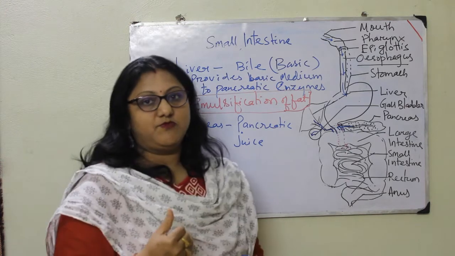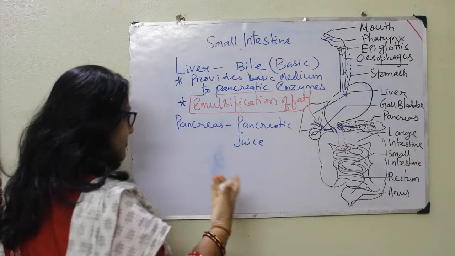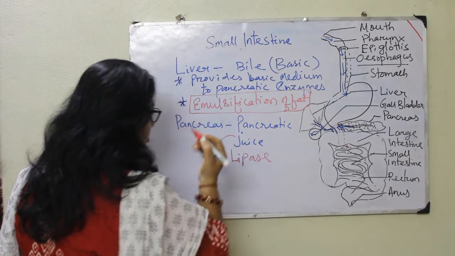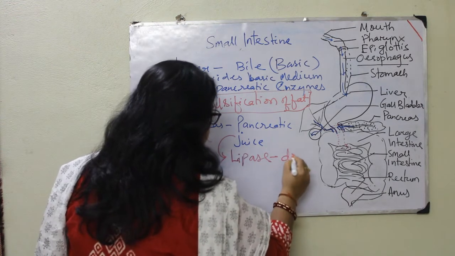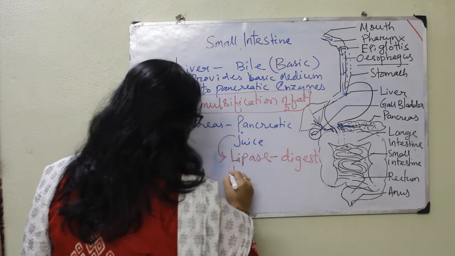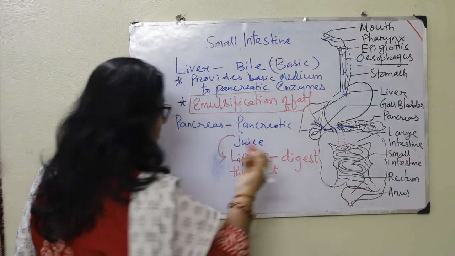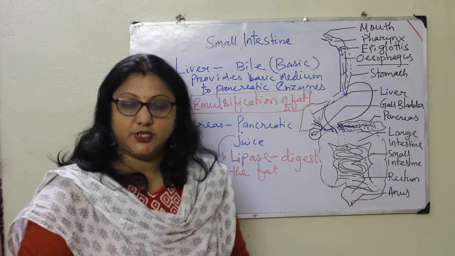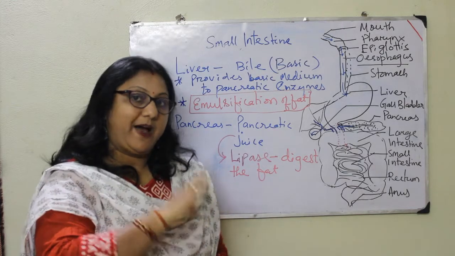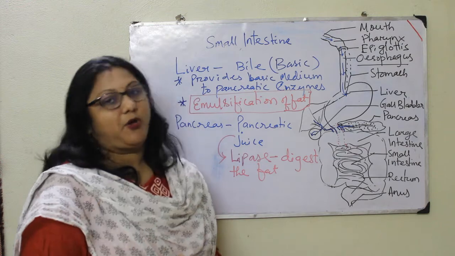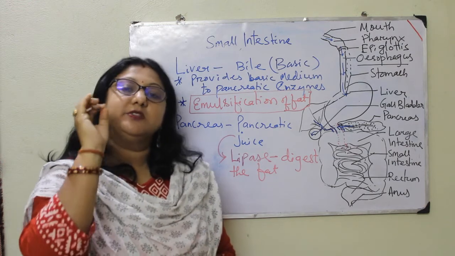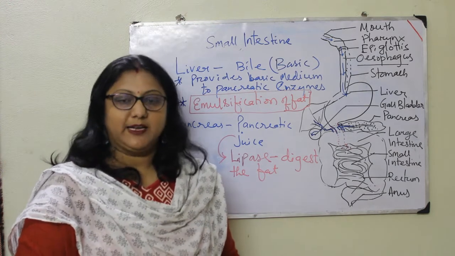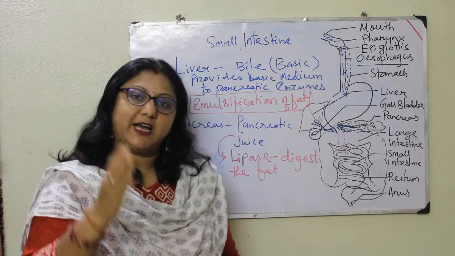Now the enzyme lipase, which is secreted in the pancreatic juice, digests the fat. Okay, the lipase which is secreted in the form of pancreatic juice digests the fat in the food. But it has a problem. The lipase can act only on the smaller droplets, the smaller fractions of the fat, not the larger droplets. So it has a drawback.